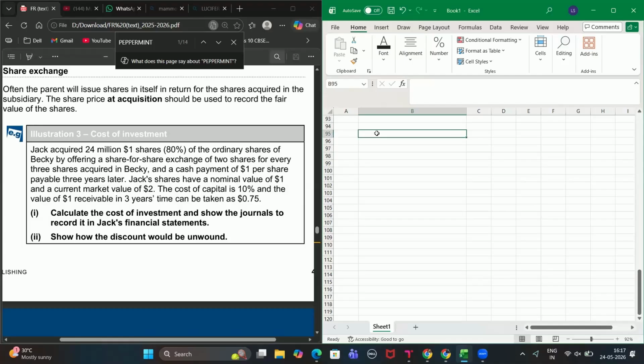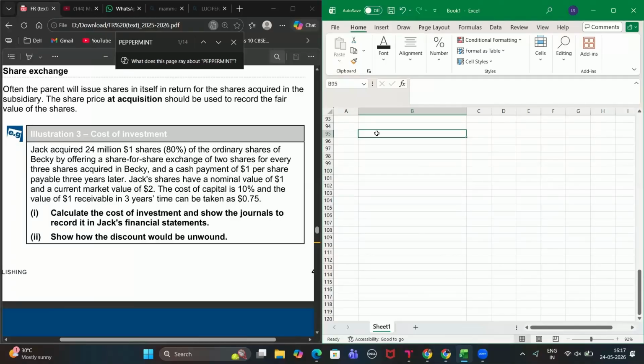So first of all, what are they asking us to find? Cost of investment. From yesterday's class, we have learned that cost of investment is the same as fair value of consideration, right? Cost of investment is fair value of consideration. Is that clear? We learned it yesterday, right?